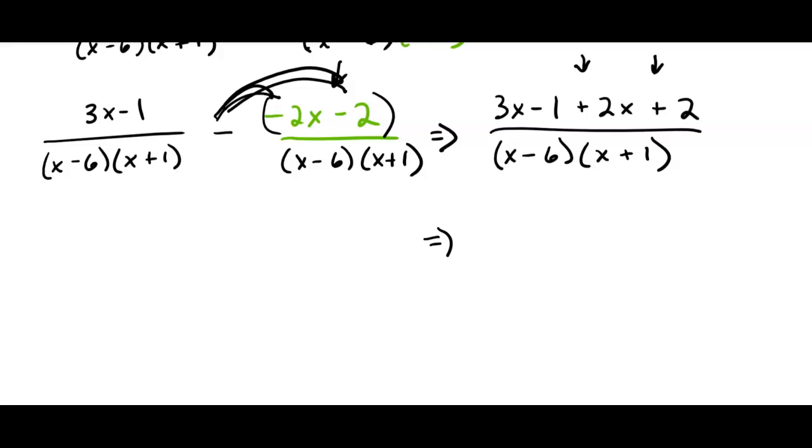That's going to be 5x plus 1 over x minus 6, x plus 1. How do we know we're done? Well, the numerator is not going to factor, and it's not the same as the factor in the denominator, so it's all done.